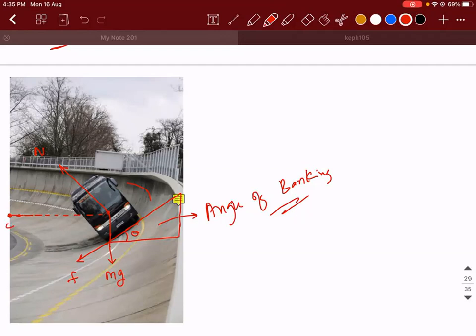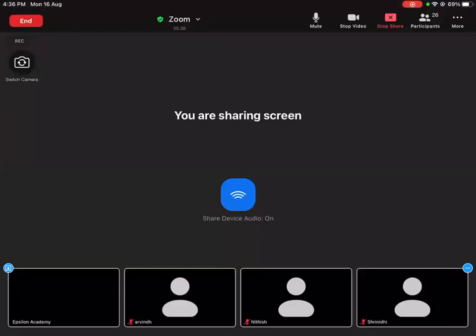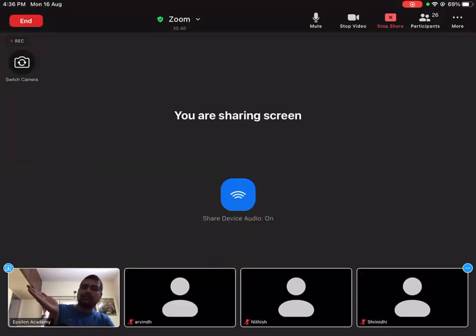Correct? Sir, I don't get this part. See, if the road is like this, if this is the curvature, when you see from the top direction, the circular part will be like this. So this will be a circular track. Where will be the center of this? Somewhere over here. So that is what I do.